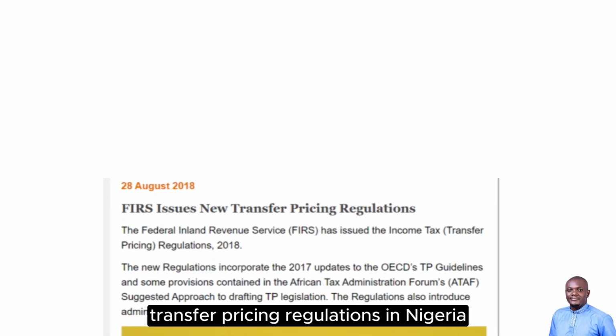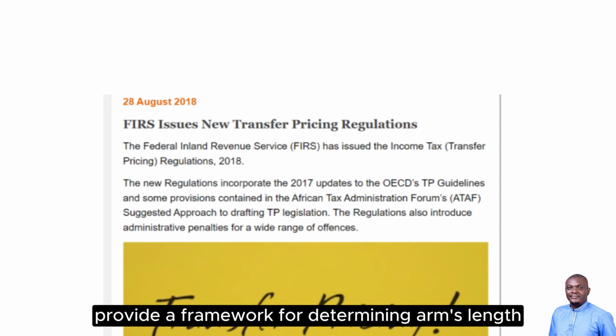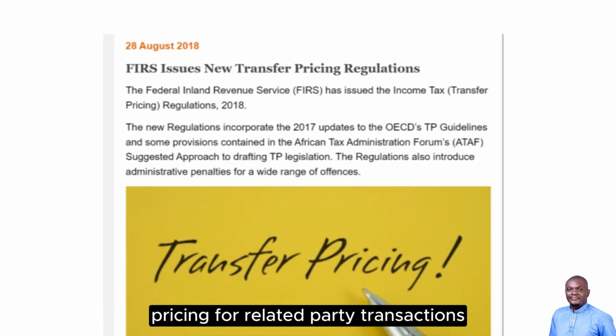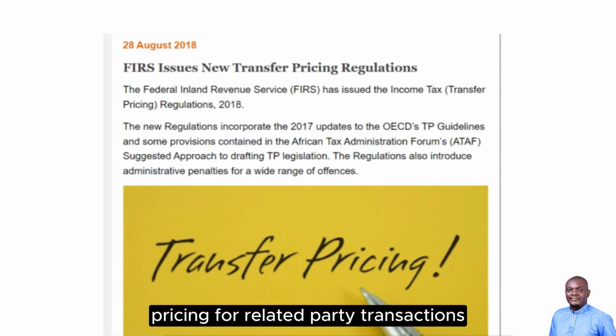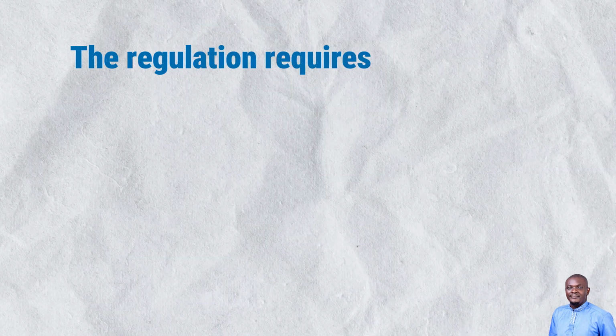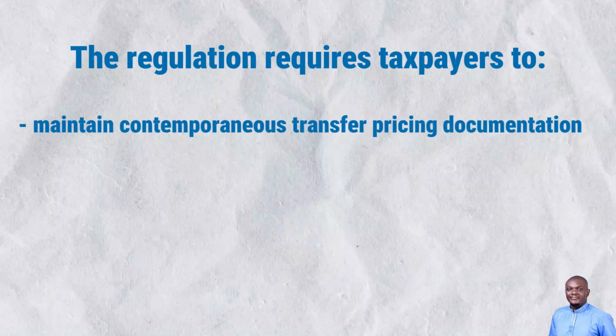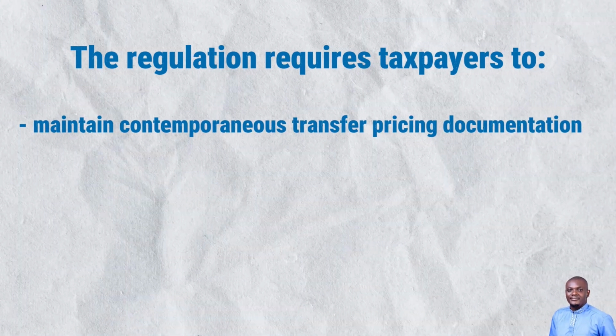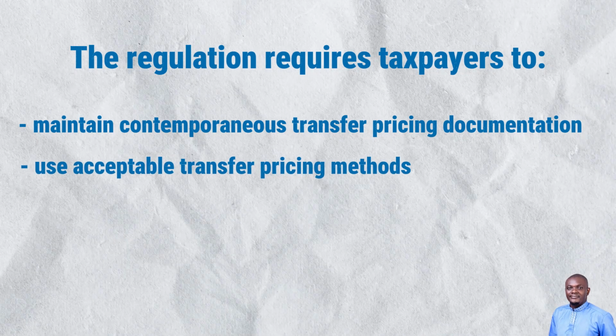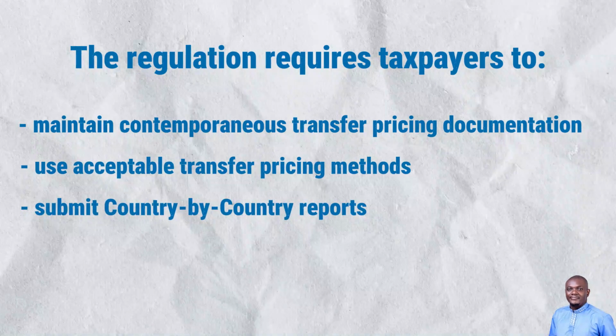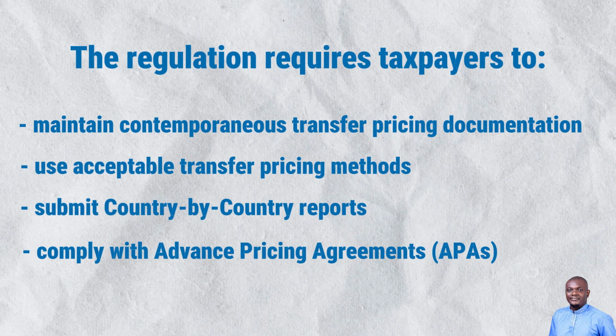revenue. The 2018 Income Tax Transfer Pricing Regulations in Nigeria provide a framework for determining arm's length pricing for related party transactions. The regulations require taxpayers to maintain contemporaneous transfer pricing documentation, use acceptable transfer pricing methods, submit country-by-country reports, and comply with advanced pricing agreements where applicable.